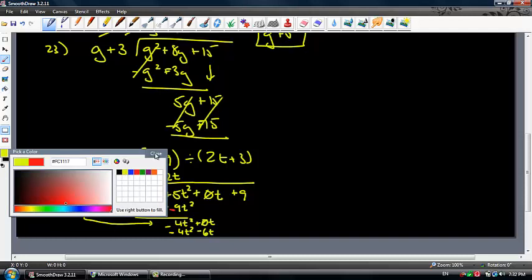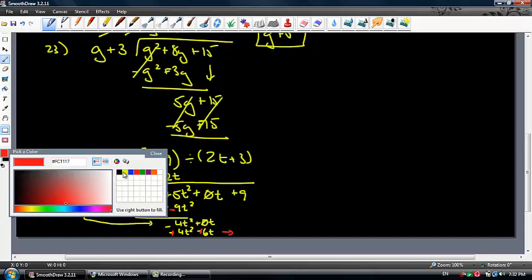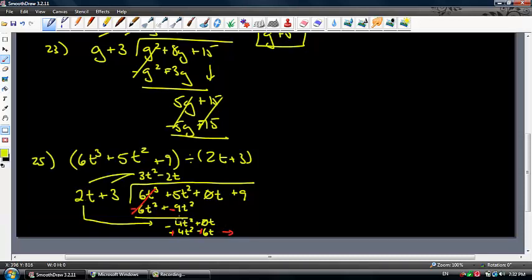I'm going to subtract, and when I subtract, all of my symbols change. So what I get, I'm going to move this thing over here. I get those to go away, and I get 6t. I'm going to bring down the 9. 2t goes into 6t, positive 3 times.